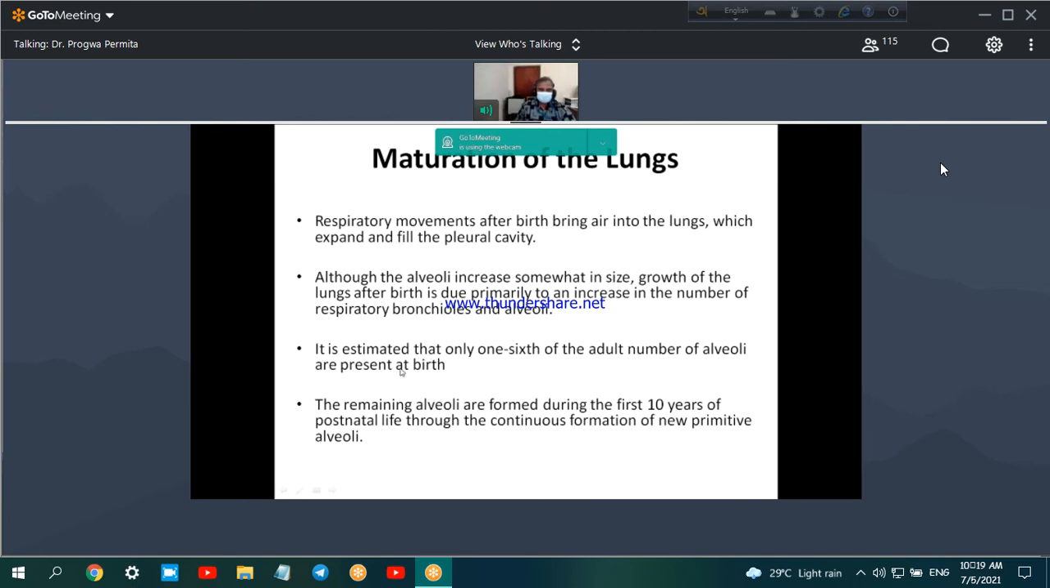It is estimated that only 1/6 of the adult number of alveoli are present at birth, and the remaining alveoli are formed during the first 8 to 10 years of postnatal life, showing the continuous formation of new primitive alveoli. Formation of alveoli is an ongoing process which persists up to 10 years of postnatal life.